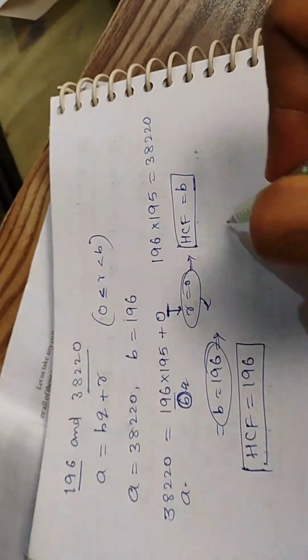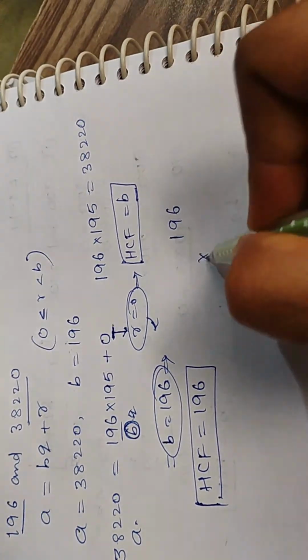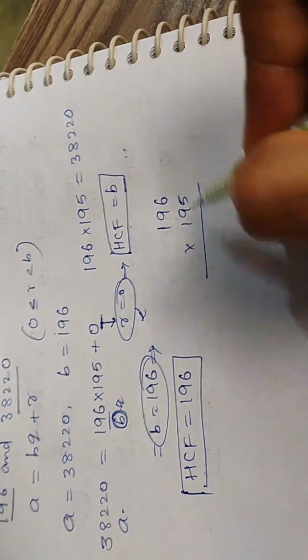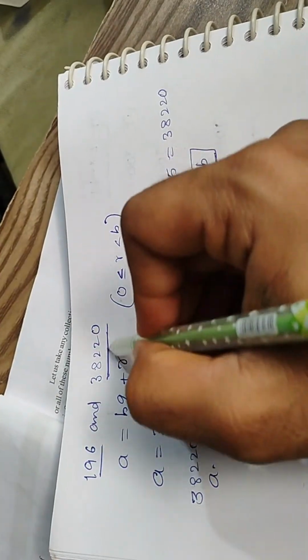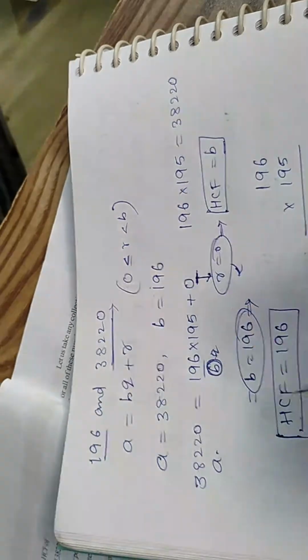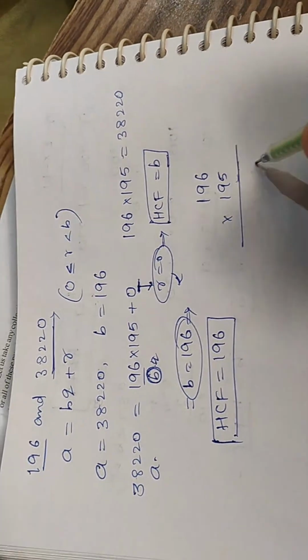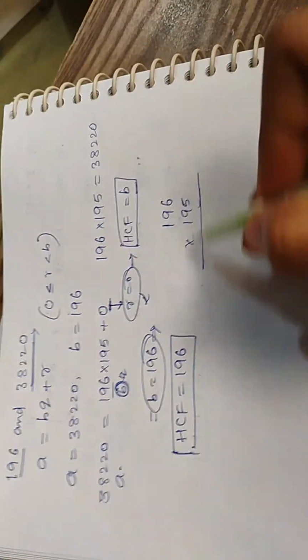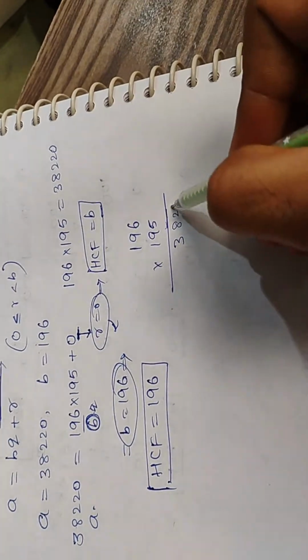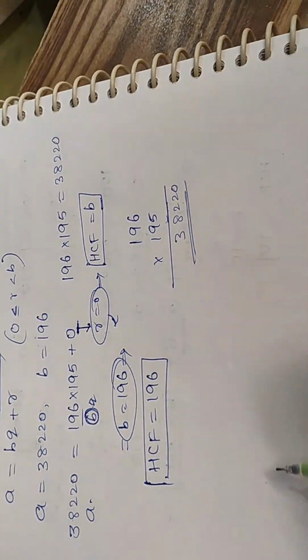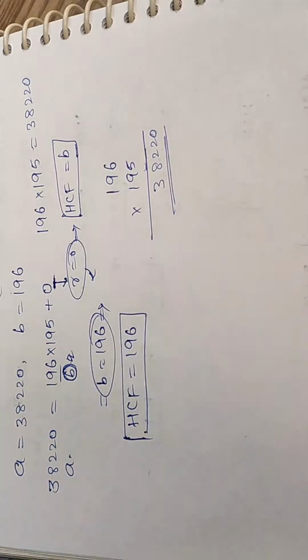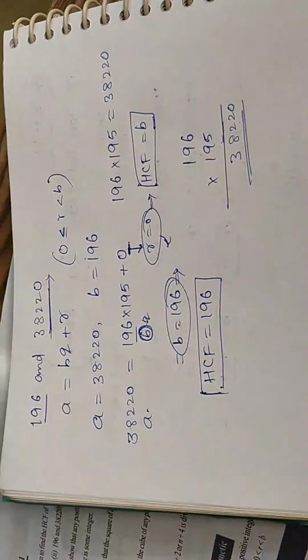If you multiply 196 into 195, it looks big, it is a bigger number. But if you look at it, it is very easy. If you multiply, you get 38,220. Try to solve the problem. I hope you are understanding.